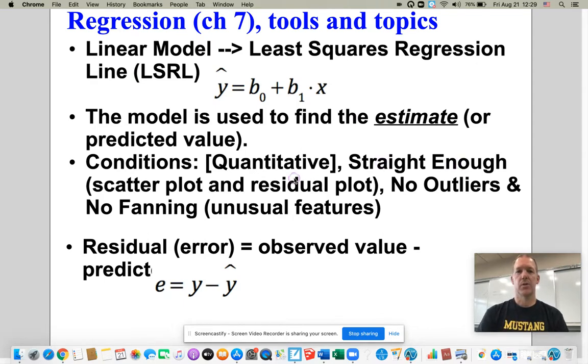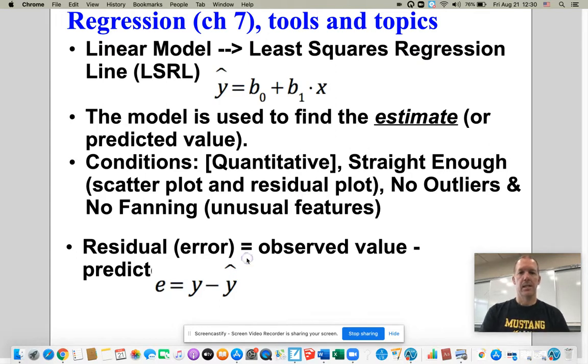Straight enough condition, you do have to check to say, yeah, that looks straight. Now we do this two ways. You just look at the scatter plot, or you also look at the residual plot, and I'm going to do that in just a minute. No outliers and no fanning. So these are the conditions that you need to check to say, yeah, I can use this linear equation to make predictions and to look at my data sets.